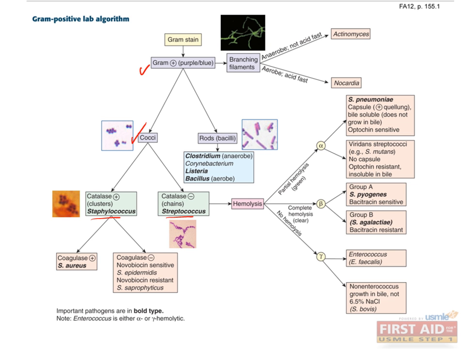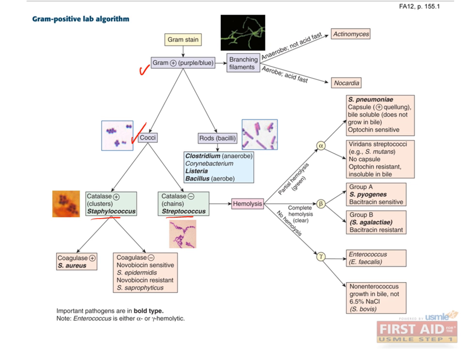Now test whether it is coagulase positive or negative. Coagulase is an enzyme produced by Staph aureus which enables the conversion of fibrinogen to fibrin and results in clotting of blood. Coagulase-negative organisms that do not clot blood will be Staph epidermidis or Staph saprophyticus.